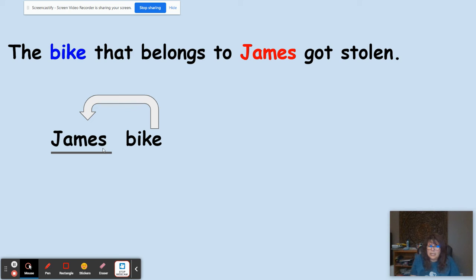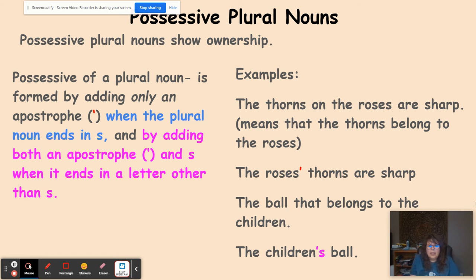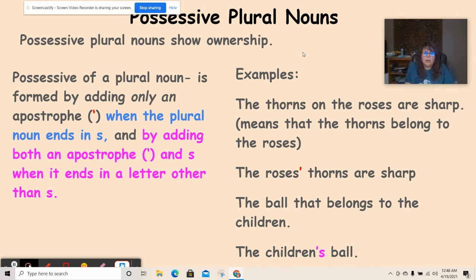And even though it ends with an S, it's still talking about one person. We add apostrophe S. It looks kind of funny, but that is correct. So James's bike. What happened to James's bike? Got stolen. Now the new sentence is: James's bike got stolen.